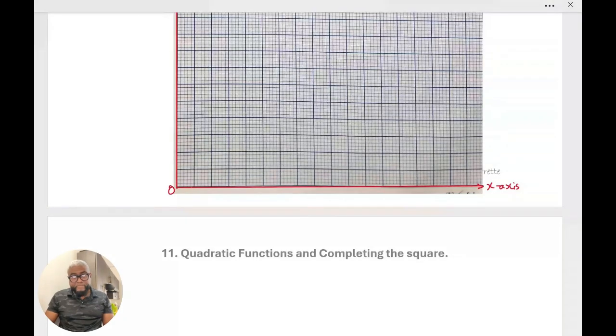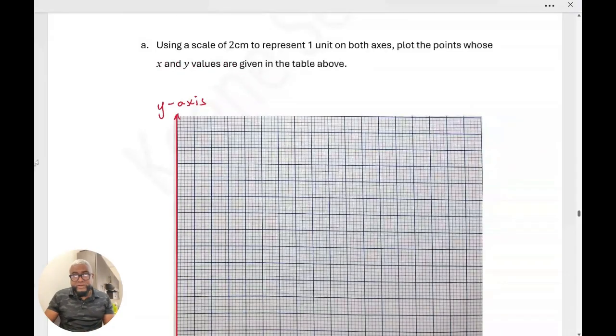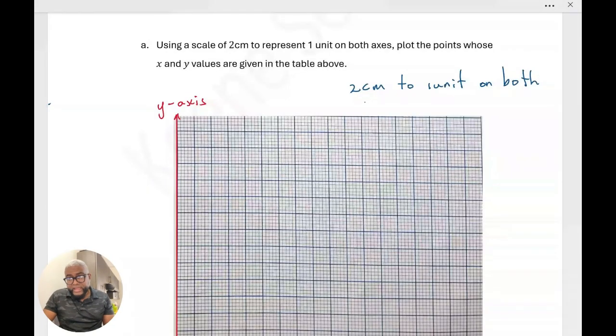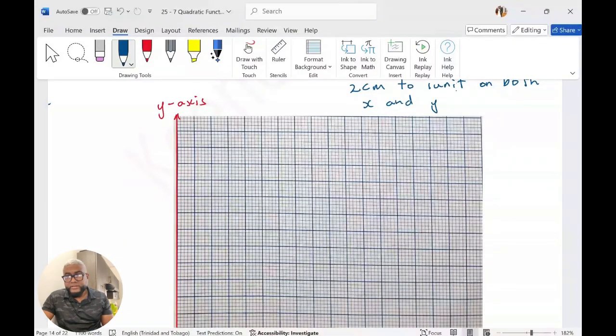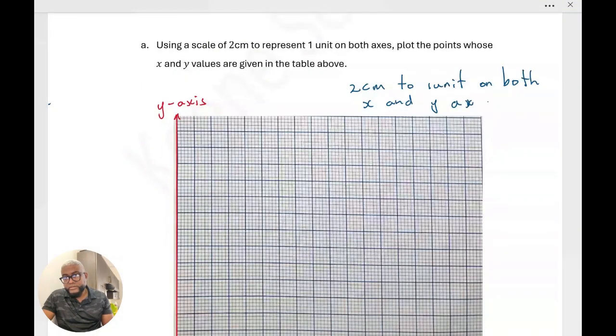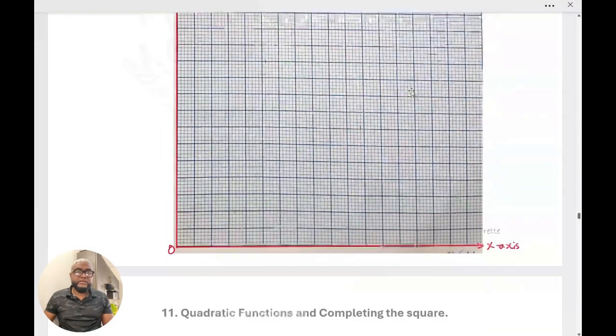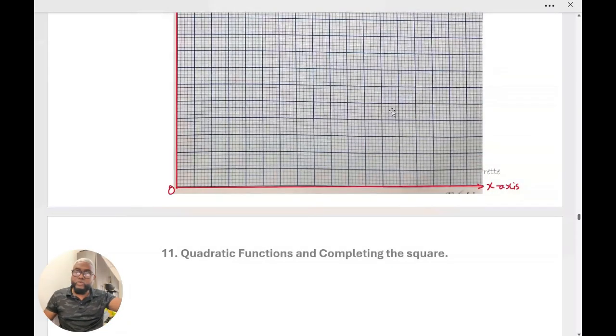Right. So the corner here would be 0, obviously. Right? Now, I'm going to write my scale up here, right? They said 2 centimeters to 1 unit on both X and Y axes, right? On both. Right? So 2 centimeters to 1 unit.